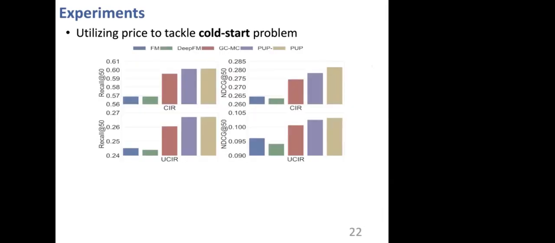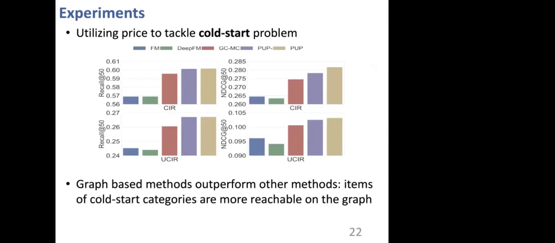Here are the results of different models. The first two are FM and Deep FM, which are not based on graph, and the last three are GCMC, PUP-, and PUP, which are based on graph, and PUP- is a slim version of PUP with the category nodes removed. The first observation is graph-based methods outperform other methods. It's because items of cold start categories are more reachable on the graph, since they are high-order neighbors.